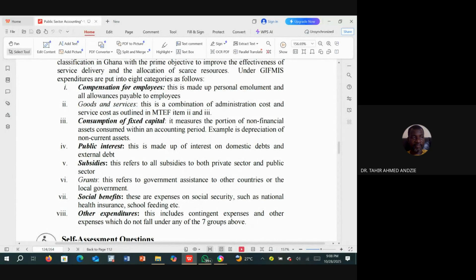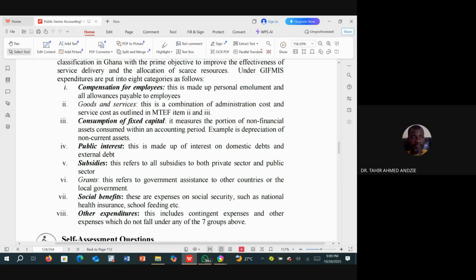Then we have goods and services. That should be highlighted. It is a combination of administrative costs and service costs. So for goods and services, we put the administrative costs of managing the public offices and the service costs as outlined in the MTEF in item 1 and item 2 and 3 together to give the goods and services.